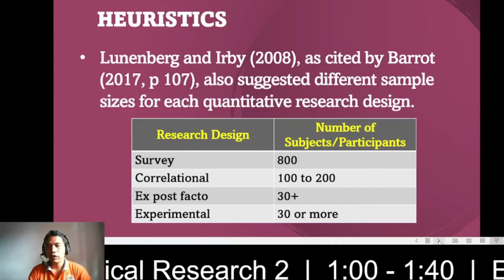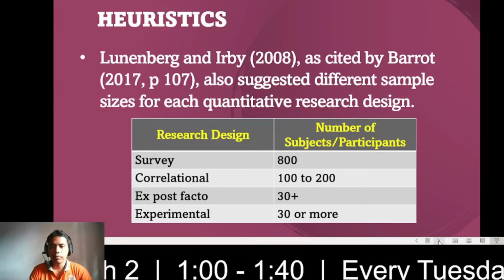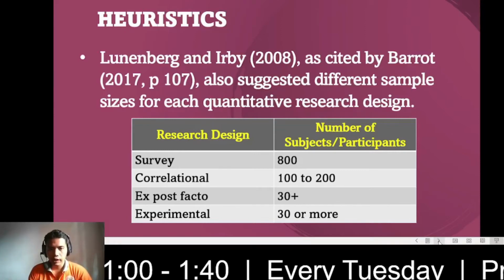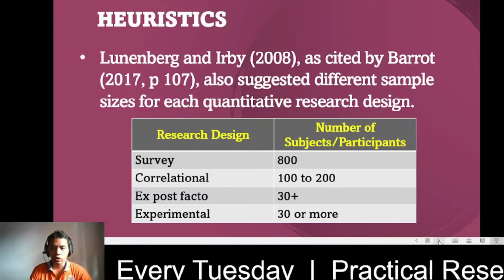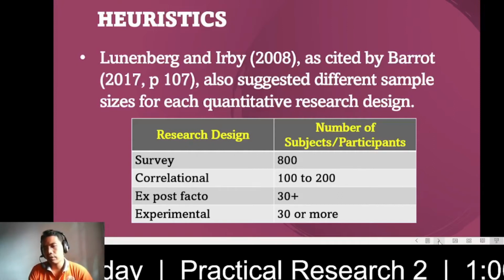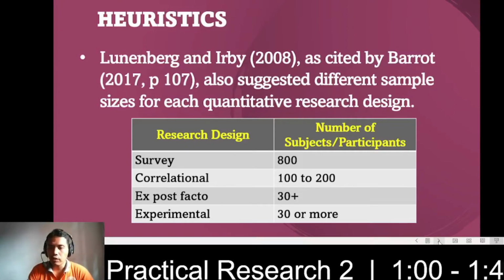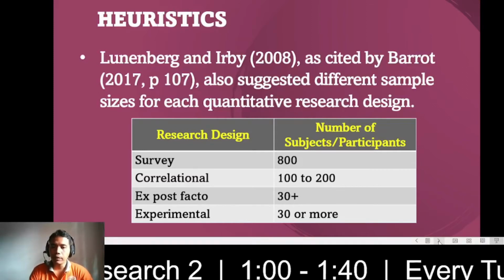So, here is another example of rule of thumb based on research design. It is by Lunenburg and Irby, as cited by Barot. Also suggested different sample sizes for each quantitative research design. So since we are doing practical research, very much applicable sa ginagawa. So kung survey daw, rule of thumb niya.